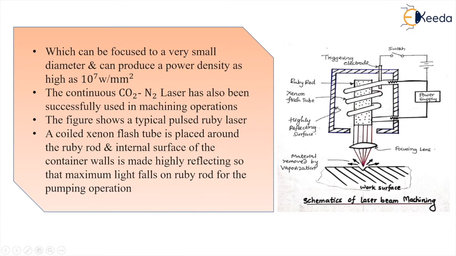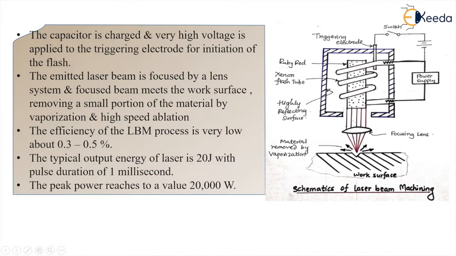This is the work surface, where we get the melting and vaporization of the work surface. Let us see what is happening here. The capacitor is charged and a very high voltage is applied to the triggering electrode for initiation of the flash. Then the emitted laser beam is focused by these lenses, and the focused beam meets the work surface, removing the material by melting and vaporization. Along with vaporization, there is also the phenomenon of ablation, that is a transfer of the material.